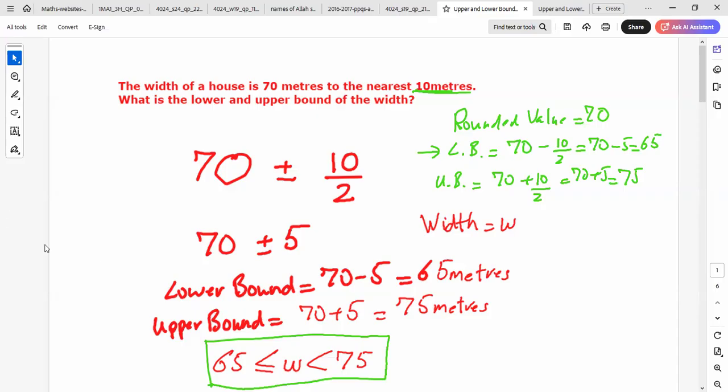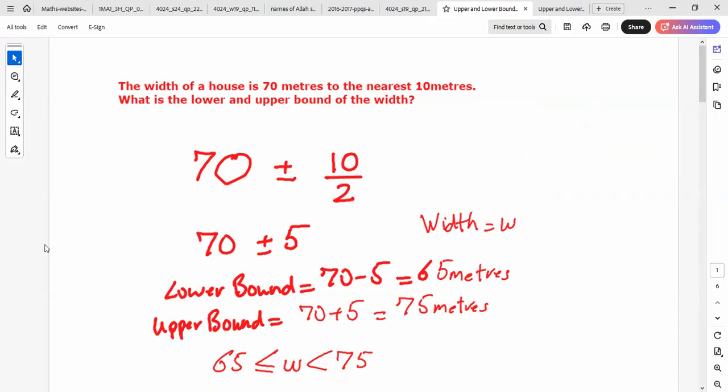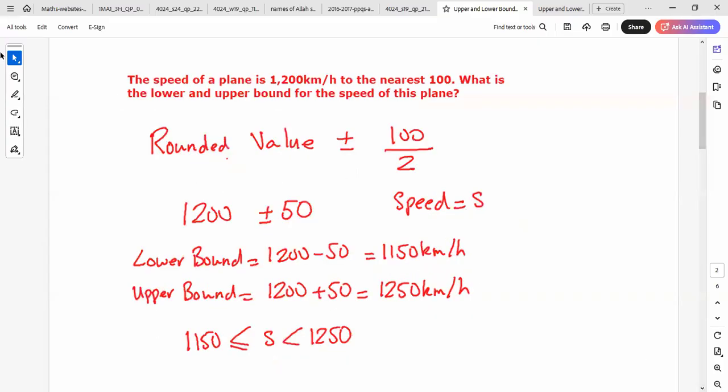Now, we look at another example. The speed of a plane is 1200 kilometers to the nearest 100. What is the lower and upper bound for the speed? So again, the rounded value plus minus 100 over 2. This is what you need to do to find the lower and upper bound. The plus minus 100 over 2 is the degree of accuracy.